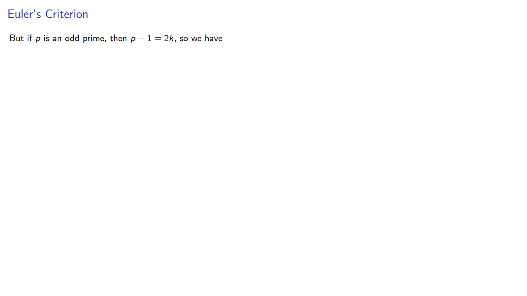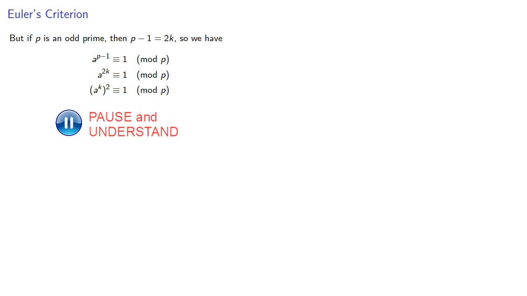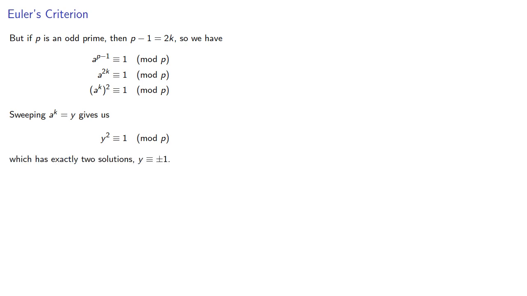But if P is an odd prime, then P minus 1 is an even number. And so A to the power P minus 1 is really A to some power k, squared. Let's sweep this expression A to the k under the rug and call it Y. And so that gives us the quadratic congruence Y squared congruent to 1 mod P. And since P is prime, Lagrange's theorem tells us this has exactly two solutions, which are going to be Y equals plus or minus 1. Consequently, A to the power k has to be 1 or negative 1.